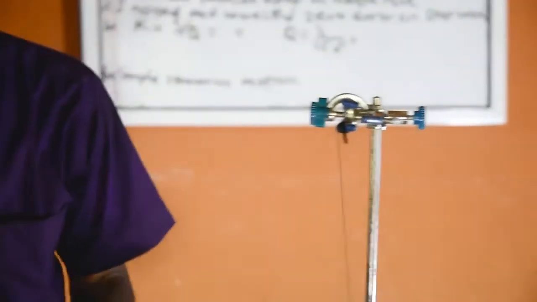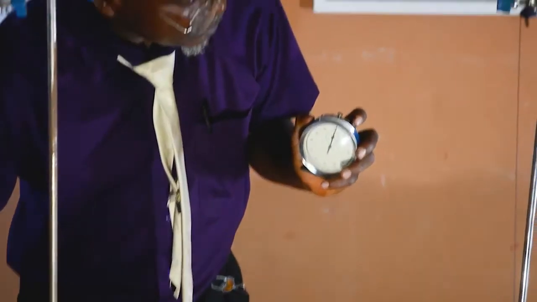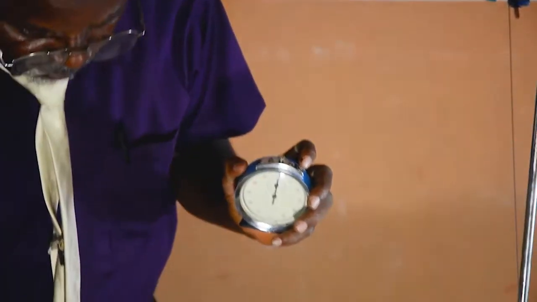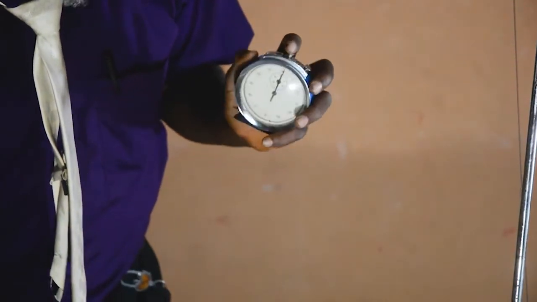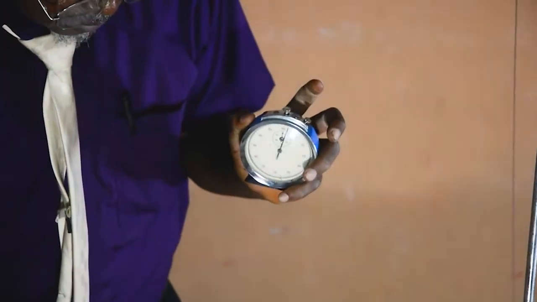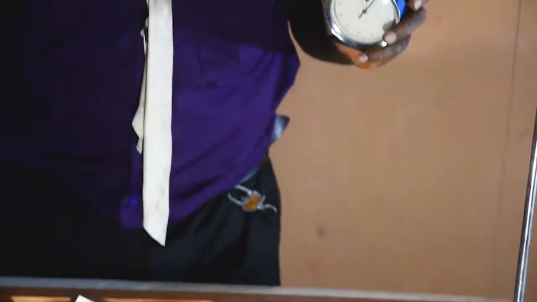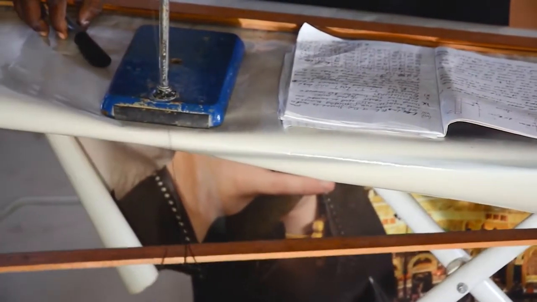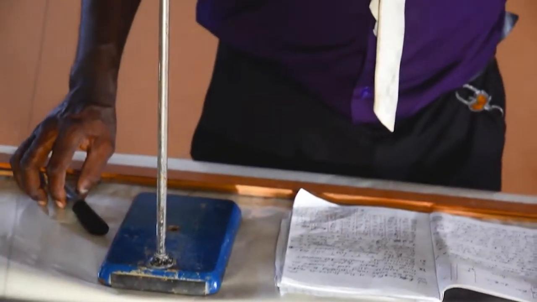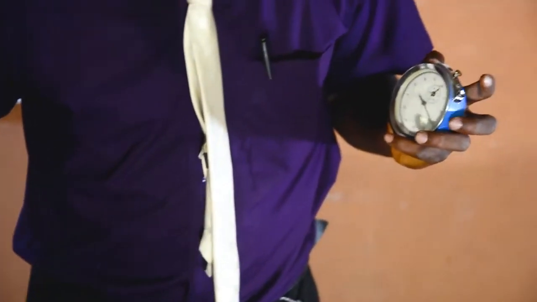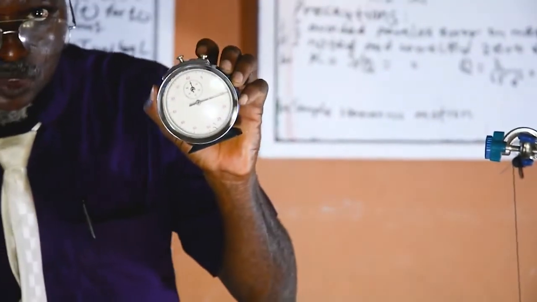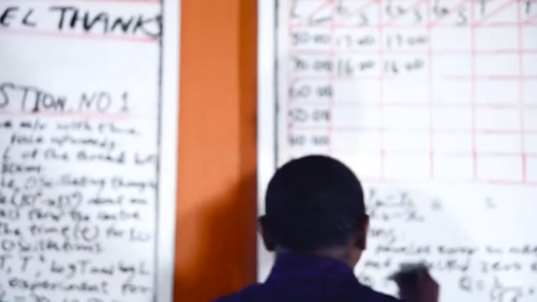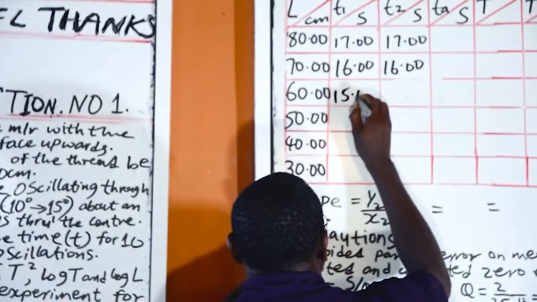I want to start this displacement once again. You turn it back. At the point of displacement, you start the stopwatch at the same time. 1, 2, 3, 4, 5, 6, 7, 8, 9, 10. 15 seconds for 60 centimeters. 15 seconds.